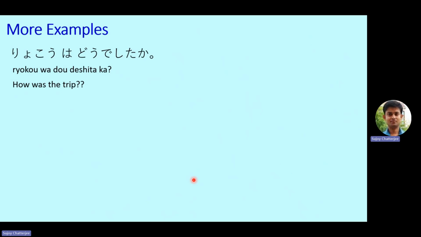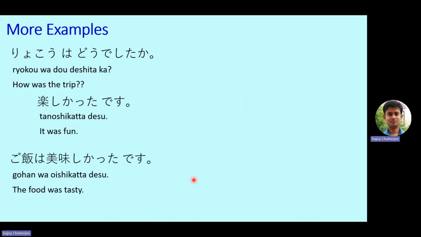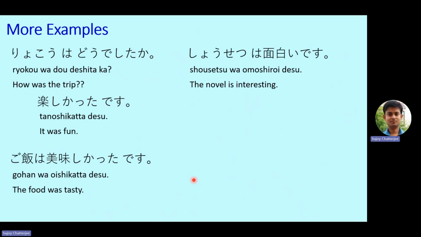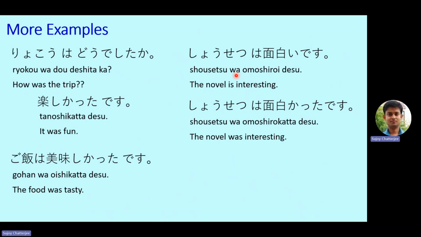Ryoko wa dou deshita ka? How was the trip? Tanoshikatta desu. It was fun. Gohan wa oishikatta desu. The food was tasty. Shosetsu wa omoshiroi desu. Now this is again a present form. So the novel is interesting. Shosetsu means novel. And once you have completed reading the novel, then you can say Shosetsu wa omoshirokatta desu, because now it is the past tense. The novel was interesting.